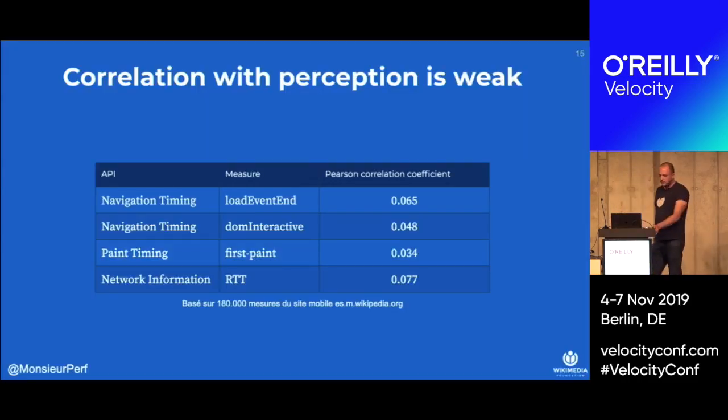So we did some research last year on how those metrics correlate to what people think or what they express about performance. So we ran a micro-survey on several languages of Wikipedia where we asked people, after the page loaded, was this page fast enough? And I stress fast enough, not fast. We're looking for the satisfaction point. So it was a binary question.